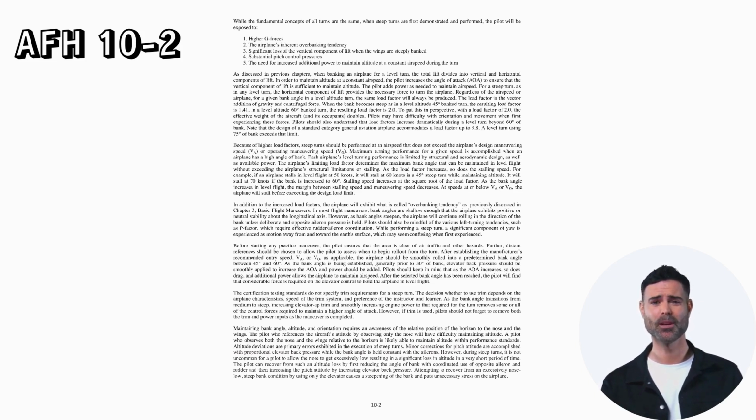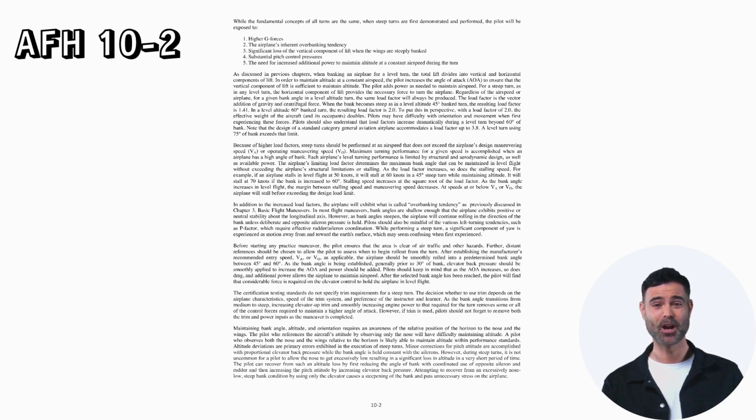Minor corrections for pitch attitude are accomplished with proportional elevator back pressure while the bank angle is held constant with the ailerons. However, during steep turns, it is not uncommon for a pilot to allow the nose to get excessively low, resulting in a significant loss in altitude in a very short period of time.